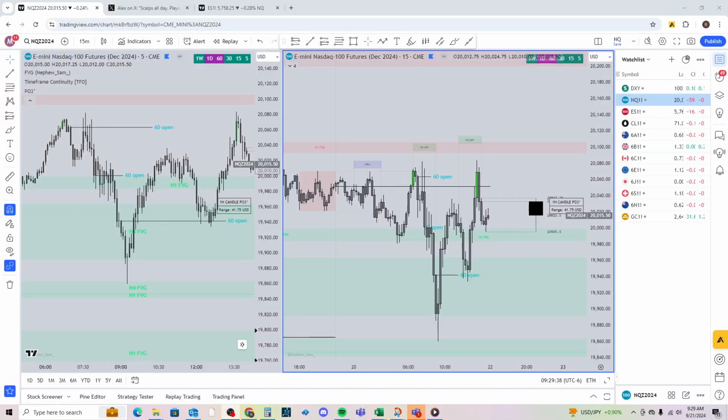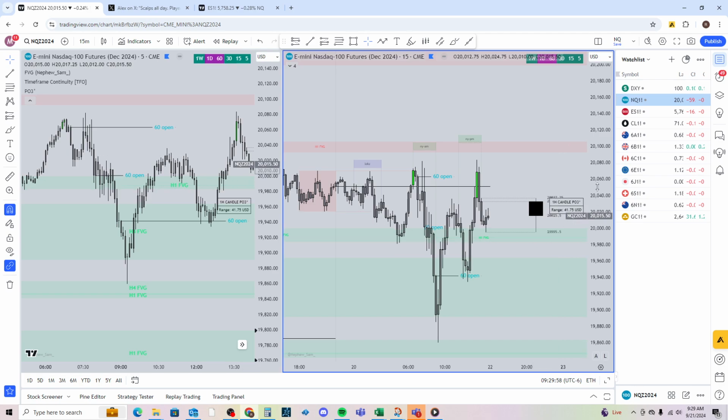Just want to do a quick recap and provide some more information on the trading model that I use. So today we're going to talk about time frame continuity and understanding that within this model. It's very important, especially with the strat.